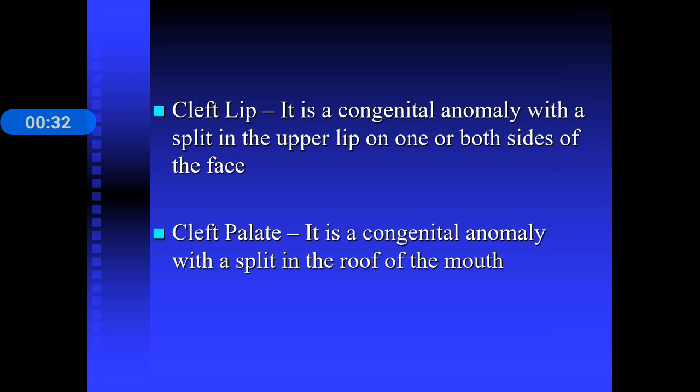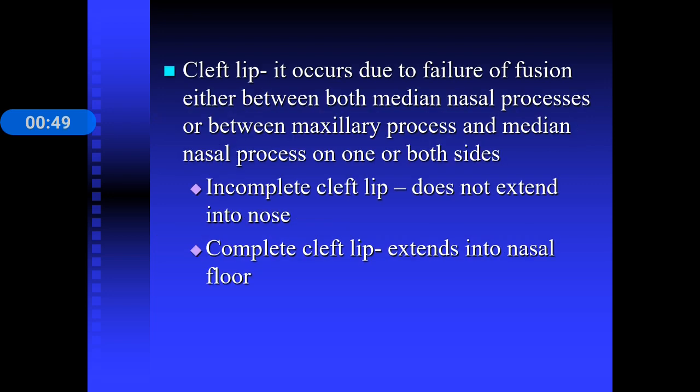So what is a cleft lip? It is a congenital anomaly with a split or a gap in the upper lip on one or both sides of the face. What is a cleft palate? It's a congenital anomaly with a split or a gap in the roof of the mouth. Cleft lip occurs due to failure of fusion, either between both the median nasal processes or between the maxillary process and the median nasal process on one or both sides.